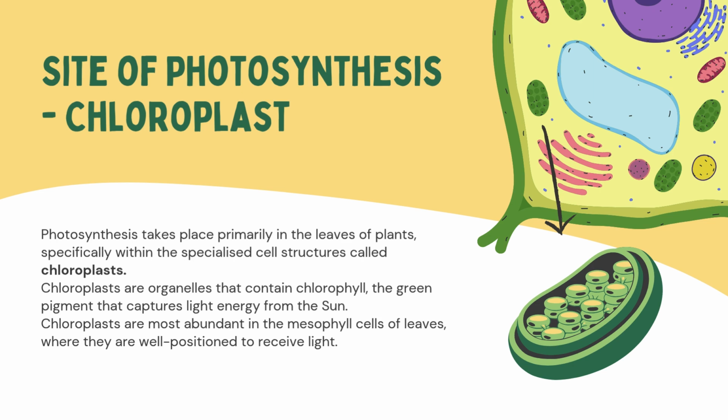Site of photosynthesis, chloroplast. Photosynthesis takes place primarily in the leaves of plants, specifically within the specialized cell structures called chloroplasts. Chloroplasts are organelles that contain chlorophyll, the green pigment that captures light energy from the sun. Chloroplasts are most abundant in the mesophyll cells of leaves, where they are well positioned to receive light.